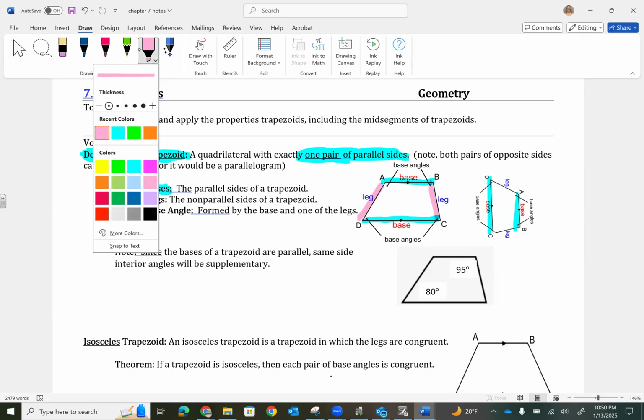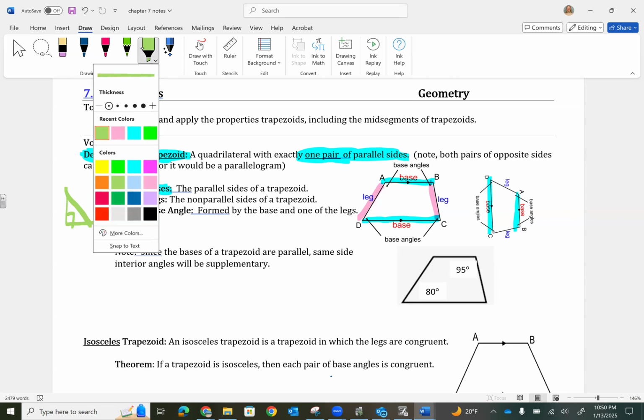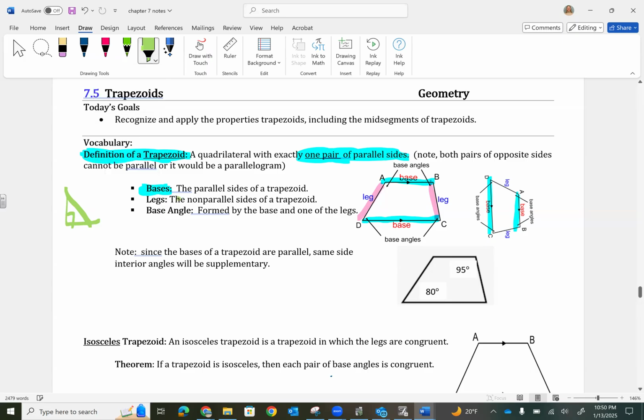You've seen, in a right triangle, the legs are the ones that meet at a right angle. The hypotenuse is the one that is not meeting at the right angle. We use the word legs in isosceles triangles as well, but we're going to focus on trapezoids today. So, anyway, the legs are the not parallel sides.